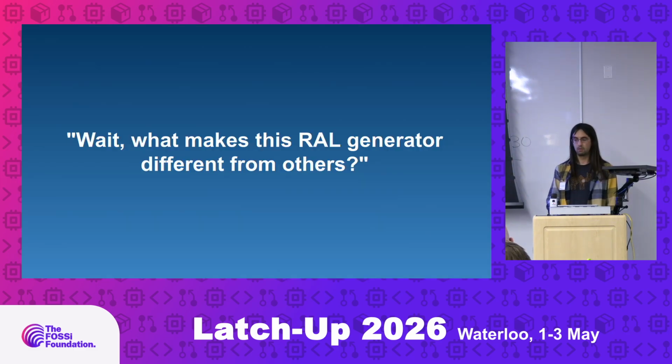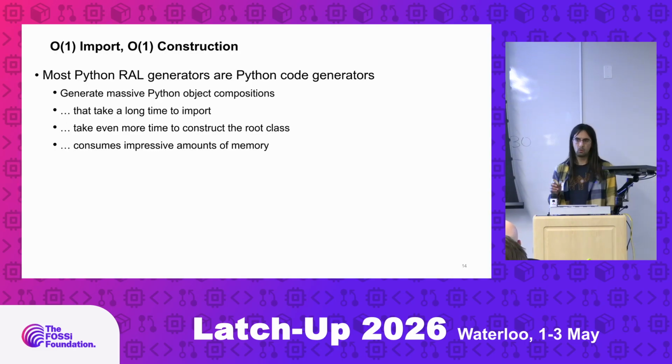So great. Why am I making yet another one? There's a bunch of them already out there. There's one that does PyUVM. There's another Python-based RAL generator. What's so special about this one? It's scaling. So I'm making a really bold claim here. O of 1 import time and O of 1 construction.